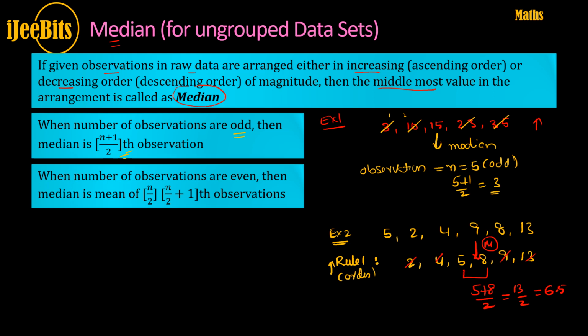Are you clear? How many observations do we have? Our observations are 1, 2, 3, 4, 5, 6. So 6 observations, and hence your middle values would be the 6 by 2 th and the 6 by 2 plus 1 th. Right? So 3 and 4. This implies the third and fourth observations would be your pick. So you look at the third and fourth observations and calculate the median by averaging them. Are you clear?